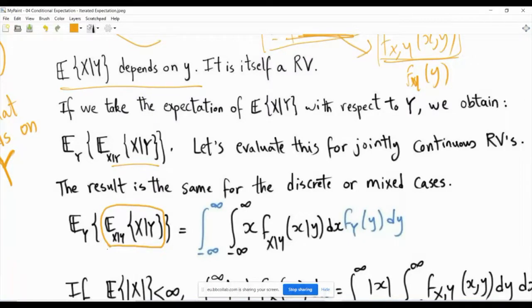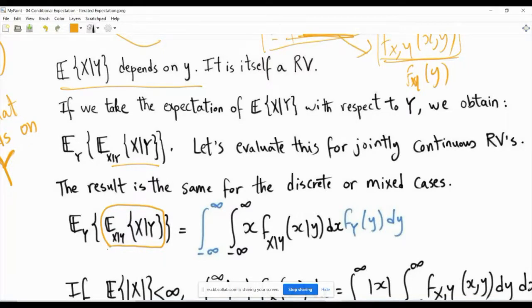What is the meaning of expectation of x given y? Again, if you can close your eyes and think about what this thing is. Suppose that our variables are jointly continuous. So what is the expectation of x given y? The expectation of x is the integral of x multiplied by the PDF of x.